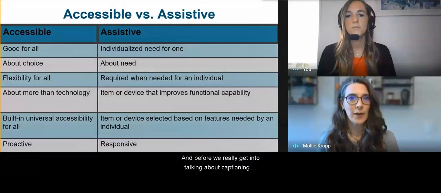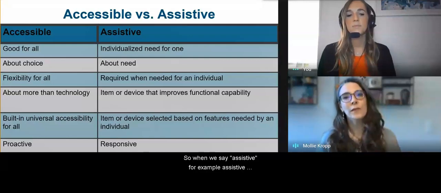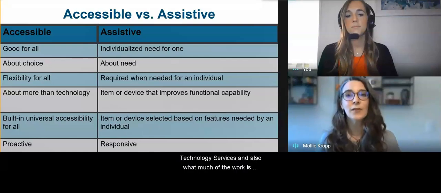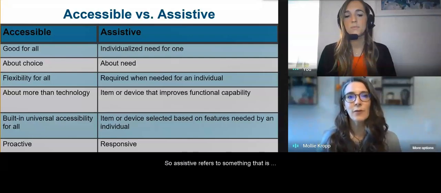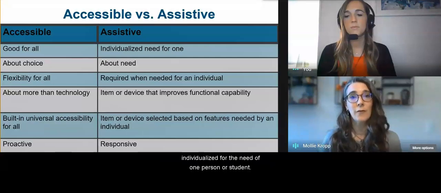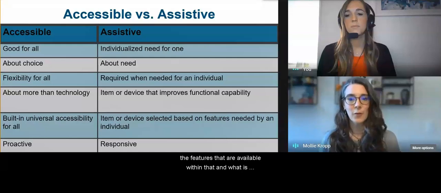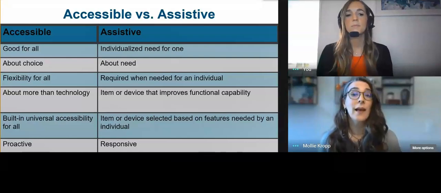Before we really get into talking about captioning themselves, we wanted to set a framework for today's session. So we want to talk a little bit about the idea of accessible versus assistive. When we say assistive, for example, assistive technology, which is the primary role of assistive technology services, and also much of what the work is in the deaf and hard of hearing and audiology programs, assistive refers to something that is individualized for the need of one person or student. It is about need, and it's about what's required, and placing an item or device that improves the functional capabilities. And it is based on the features that are available within that and what is needed by the person. It's a responsive way to meet the needs of our individual students.